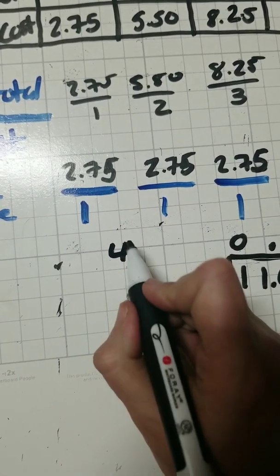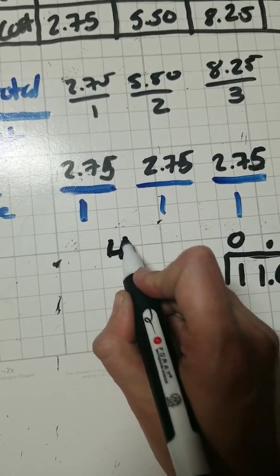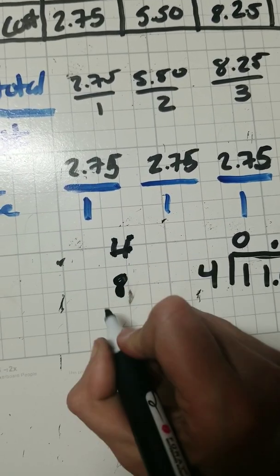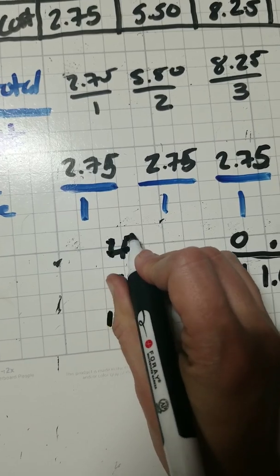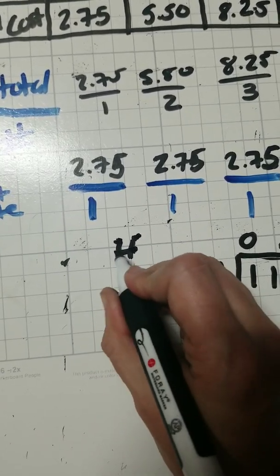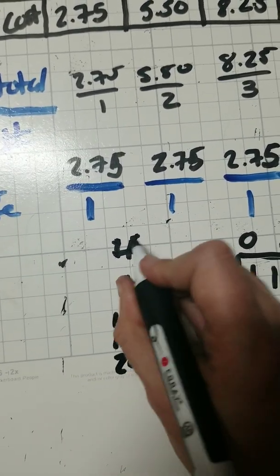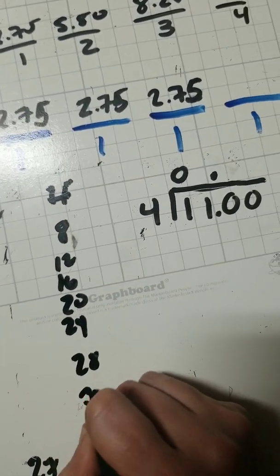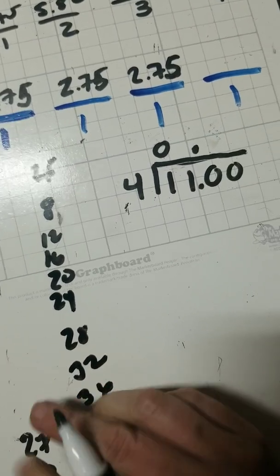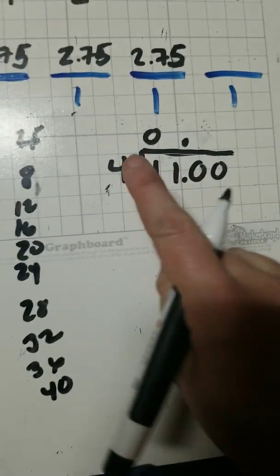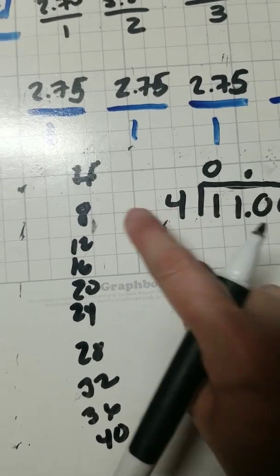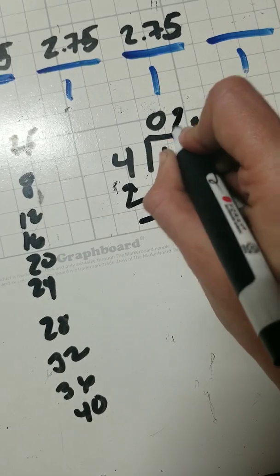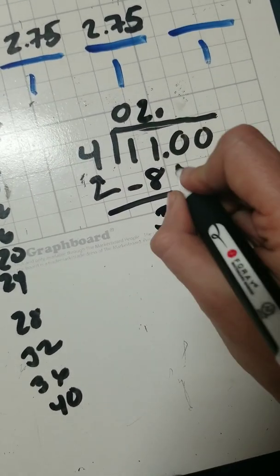And then if I want to add 4, I just go 1, 2, 3, 4, 5, 6, 7, 8, 9, 10, and so on up to 24. And then we have 28, 32, 36, and 40. So I need to get as close to 11 without going over, and that's 8. It took me 2 groups of 4 to get there, and I have a remainder of 3.